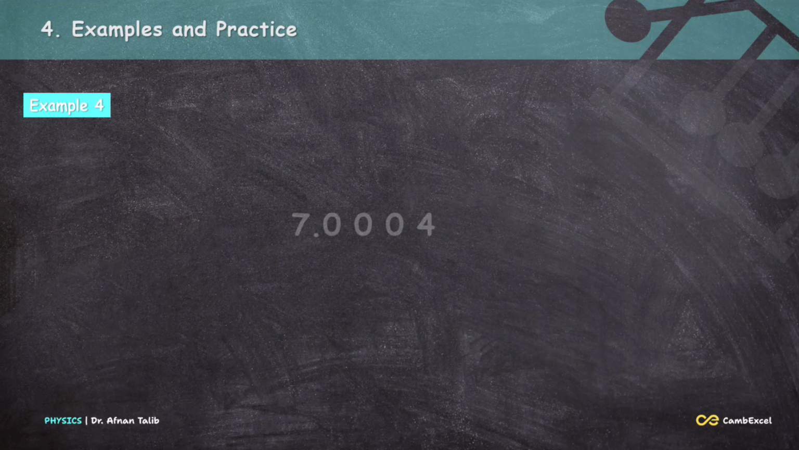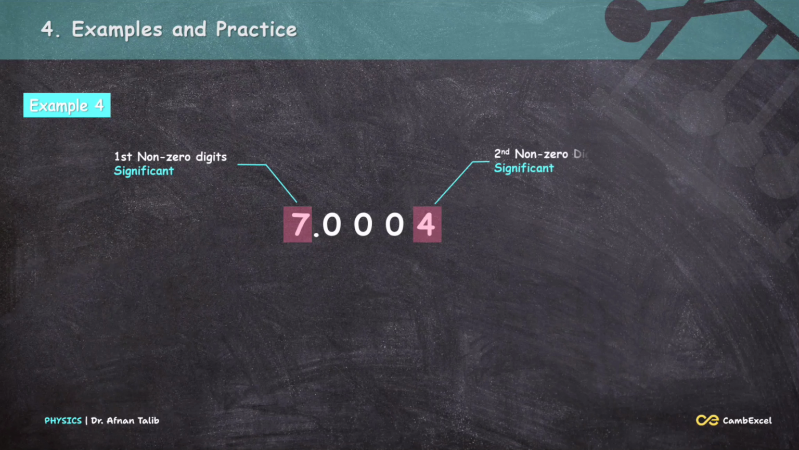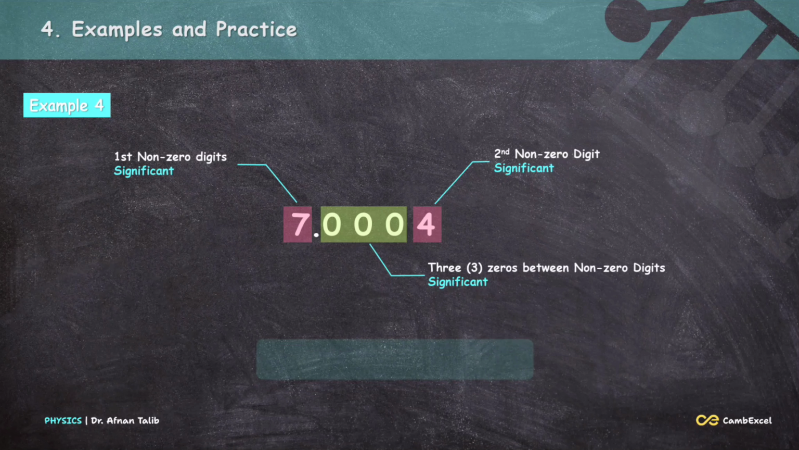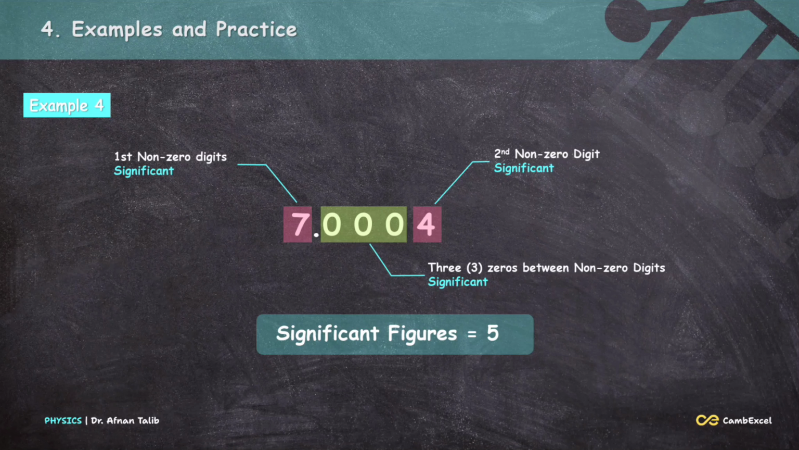Example number 4. 7.0004. So here we have the first non-zero digit and we have 4 as the second non-zero digit. And in between these two non-zero digits, we have 3 zeros, and they will be considered as significant according to rule number 2. So as a whole, we have 3 zeros between non-zero digits considered significant. So the total number of significant figures will be 5.